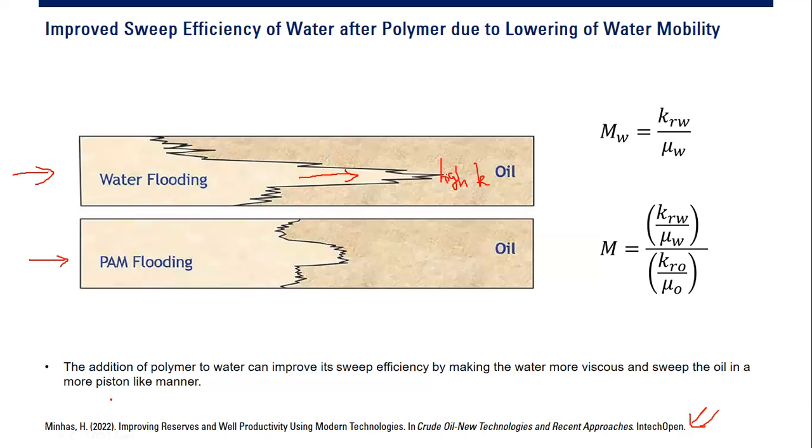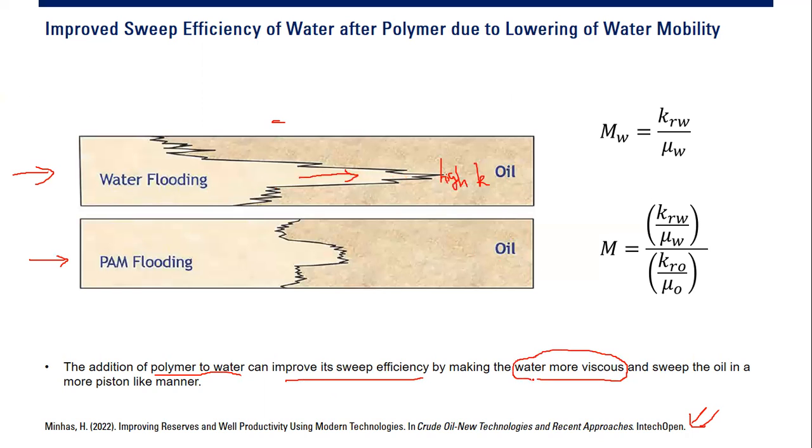Okay, this is very important. So you add polymer into your injected water for what? To improve the sweep efficiency. To be specific in this picture, the vertical sweep efficiency. How? By making the water now more viscous. So this is the key, more viscous.